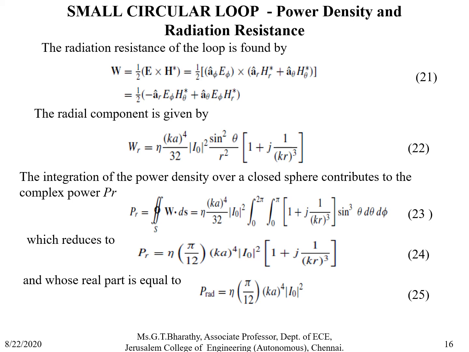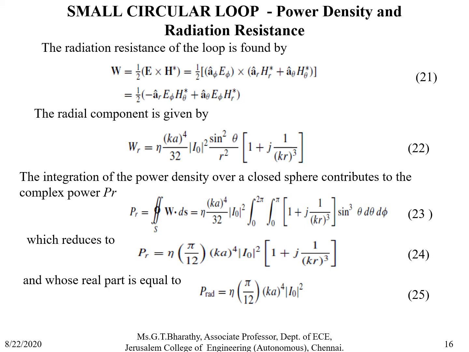So we are going to consider only the radial component of the above expression, which is represented as WR. The radial component indicates the component corresponding to the unit vector AR. So WR becomes eta Ka power 4 by 32 magnitude of I naught the whole square sin square theta by R square into [1 plus j 1 by KR] the whole cube. We get this expression by substituting the equations of E phi and H theta conjugate in the above expression and considering only the unit vector AR component.